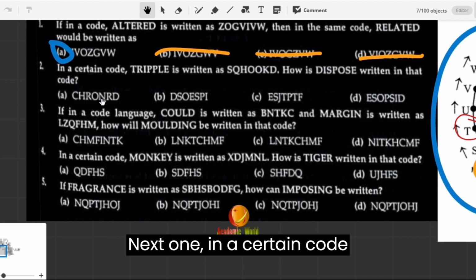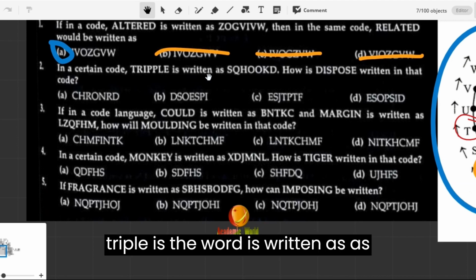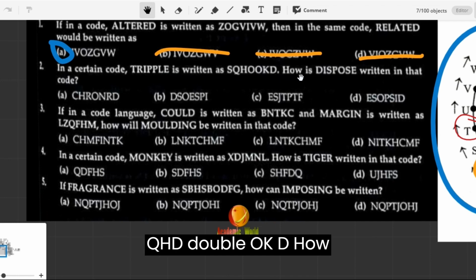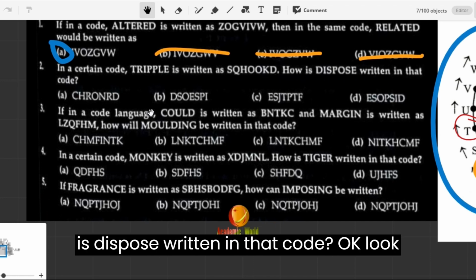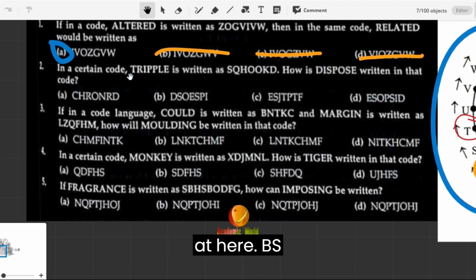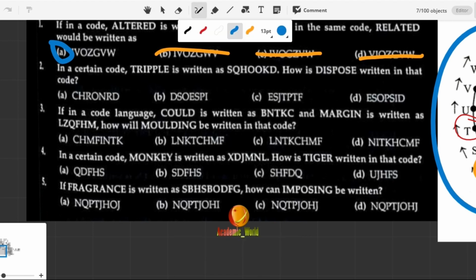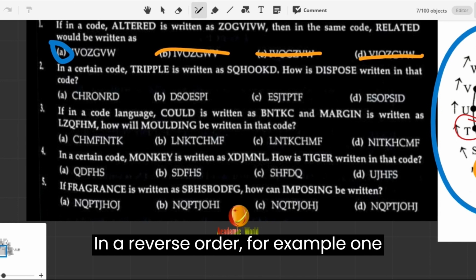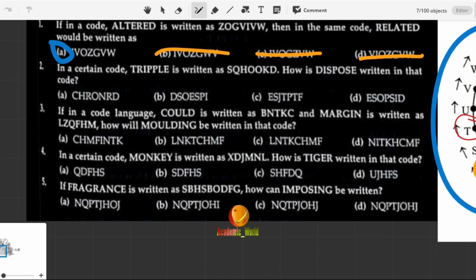Next one: in a certain code, triple is written as SQHOOKD. How is dispose written in that code? Okay, look here, TSRQ. I think you can write it in reverse order. For example, one step backward.